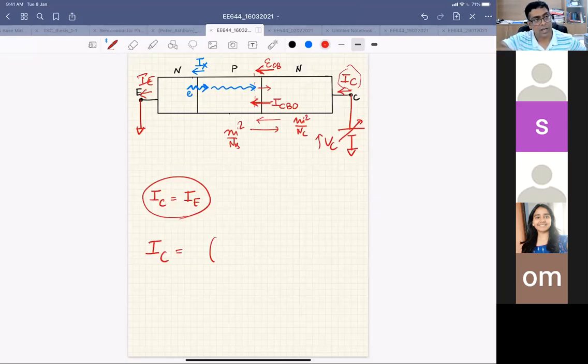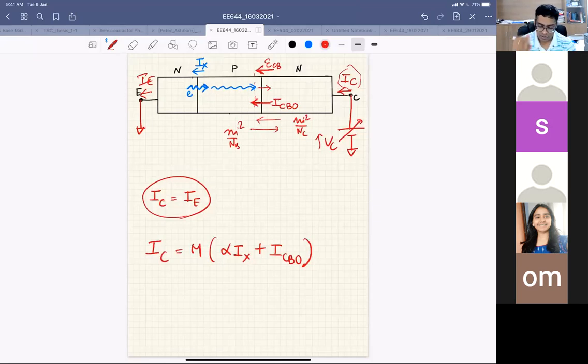So the total current flowing across the junction is alpha times Ix plus ICBO, right? And times the multiplication factor, right? So this is my collector current, because I have some electrons injected from the emitter base junction, and I have some hole current flowing across the junction. So the total collector current is because of both these things, right? Alpha Ix plus ICBO, and the IC I could write as the multiplication factor times this, right?